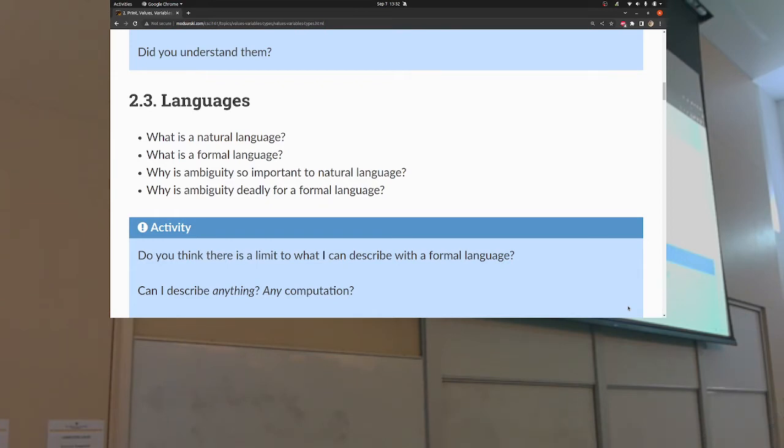Languages. Python is a programming language. There's a whole bunch of them. There's a lot of really popular ones too, like your Java, your C, your C++, your C#. There's a lot. There's Go, Rust. The list goes on. There's a lot of programming languages.